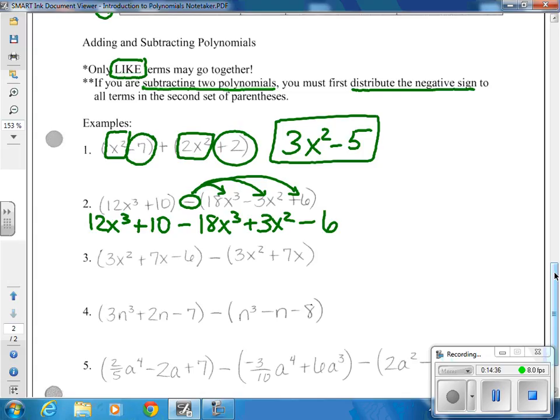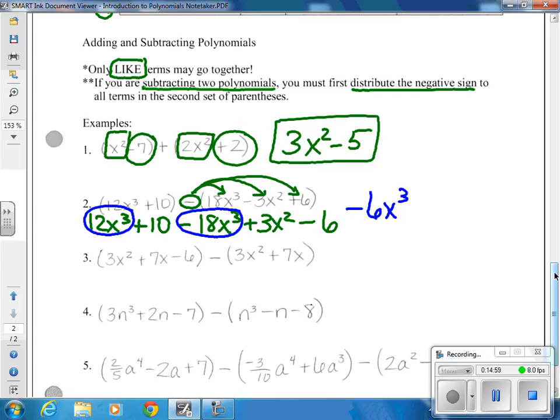Now I can combine my like terms, starting with my highest power first. So if you scan through the problem, you're going to see that the power of 3 is the highest one. So this is definitely going to be a cubic problem if you're naming it. If we have 12x cubed and we join it with minus 18x cubed, remember a sign in front of the number goes with the number that it's sitting in front of. 12 minus 18 is going to give you negative 6x cubed in your answer.